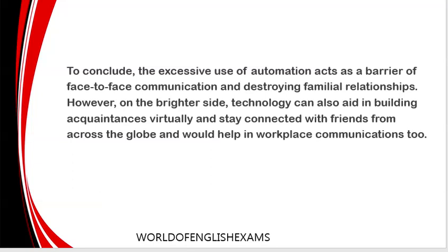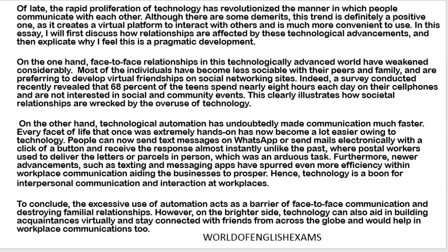To conclude, the excessive amount of automation acts as a barrier of face-to-face communication and destroying familial relationships. However, on the brighter side, technology can also aid in building acquaintances virtually and stay connected with friends from across the globe, and would help in workplace communications too. So what I have done, I have quickly summarized whatever the points I have elucidated in detail in the body paragraphs. So now overall, this is how the essay should look like.